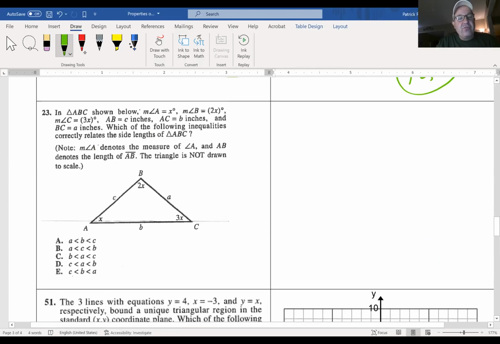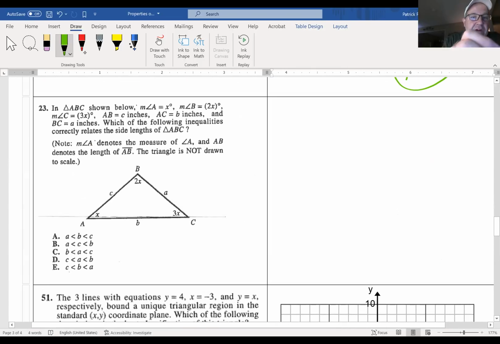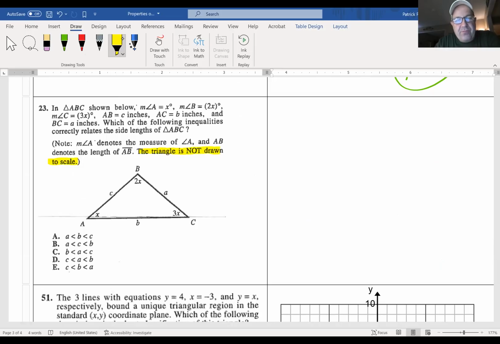Okay, here's number 23, and this is a very rare problem. It's not drawn to scale. How do we know that? Because they tell us. This is, let's see, the most recent example. So it's from 2016, and everything's been drawn to scale. I think this is only the third time something has not been drawn to scale.